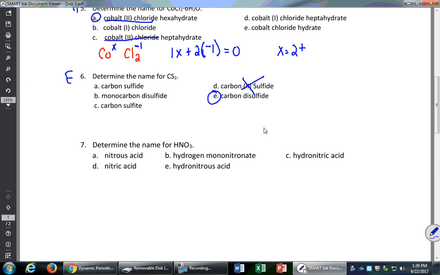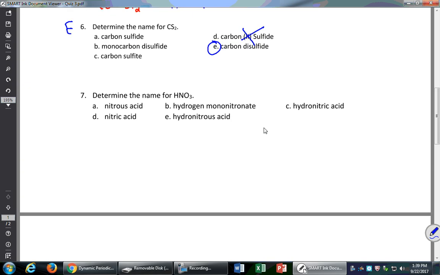Any questions with that one? And A is wrong. We need to specify how many sulfurs. Carbon can bond to sulfur multiple ways, so we need to specify which way it's bonding. 7, this is an acid. So we have to specify that.